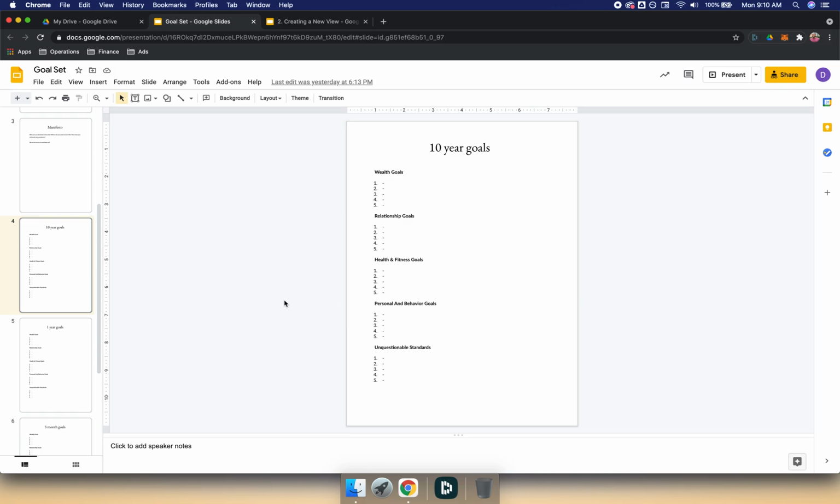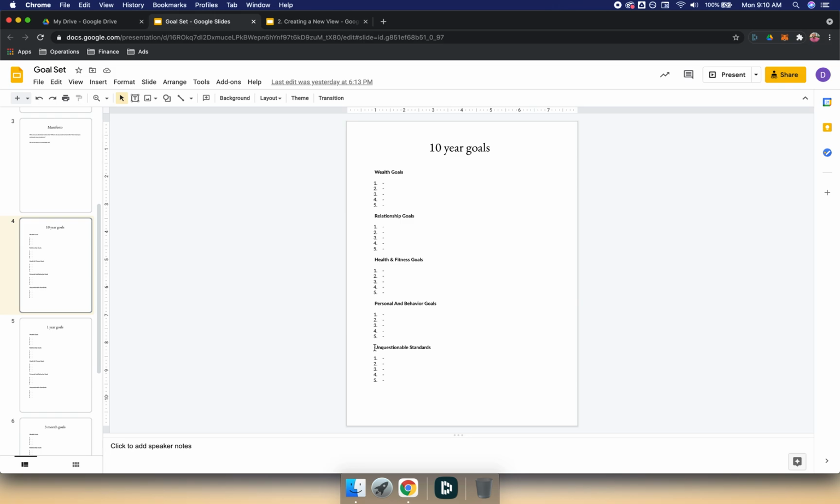Then personal and behavior goals. So are you trying to quit an old habit that you've had for X amount of years? Are you trying to change something about the way you approach people? Are you trying to grow your confidence? Are you trying to maybe improve your skin complexion? Things of that nature. Write all of these things down.